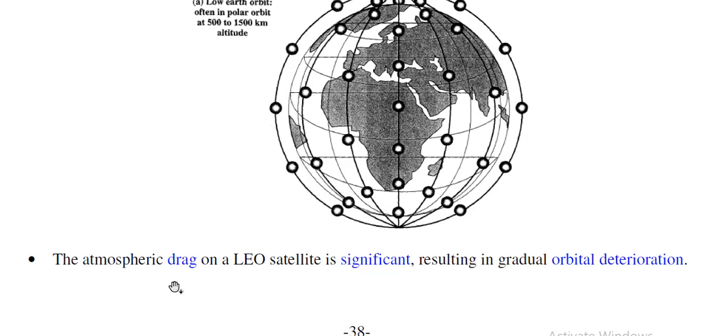Since the LEO satellites are closer to Earth, they might be affected much by the atmosphere. So some atmospheric problem might drag the LEO satellites or move them from their orbit, and this will result in a problem of communication, or what we call the orbital deterioration, which means that it will affect much the signal or the quality of the signal.